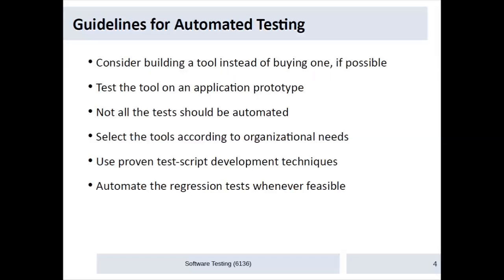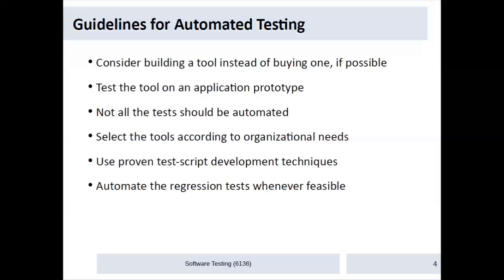Maintain the test scripts in a version control tool. As and when the project progresses, there will be multiple versions of the software to be tested as well as test scripts. So we need to make sure that we are using the right version of the test script to test the application. Next point, automate the regression tests whenever feasible.